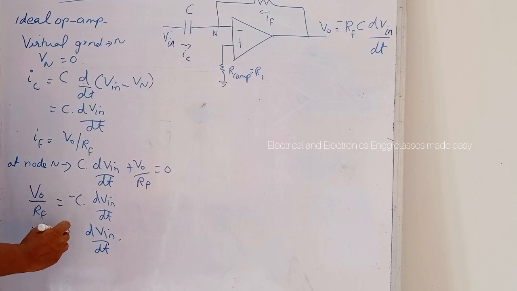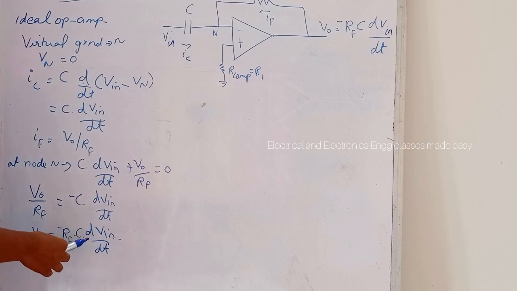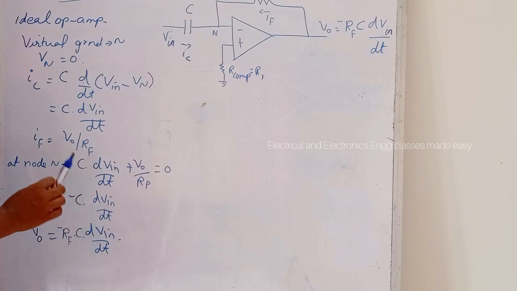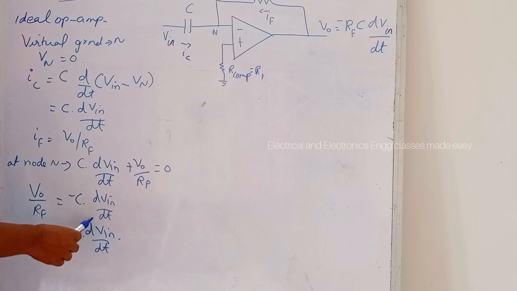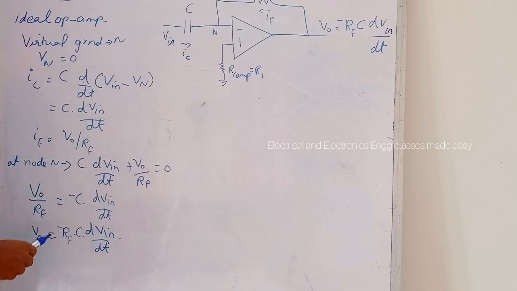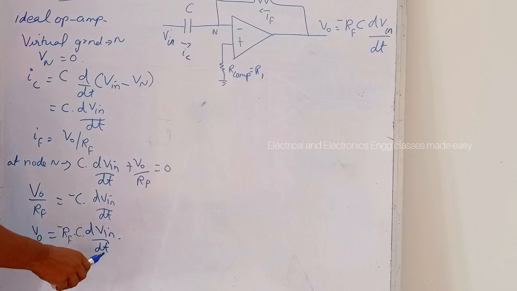So we can write minus RF into C into dVin divided by dt, that is the output voltage is equal to the derivative of the input voltage. And also there is a constant minus RF into C, that is the output voltage is this constant times the derivative of the input voltage, and the circuit is a differentiator, and the minus sign indicates 180-degree phase shift of the output waveform V0 with respect to the input signal.